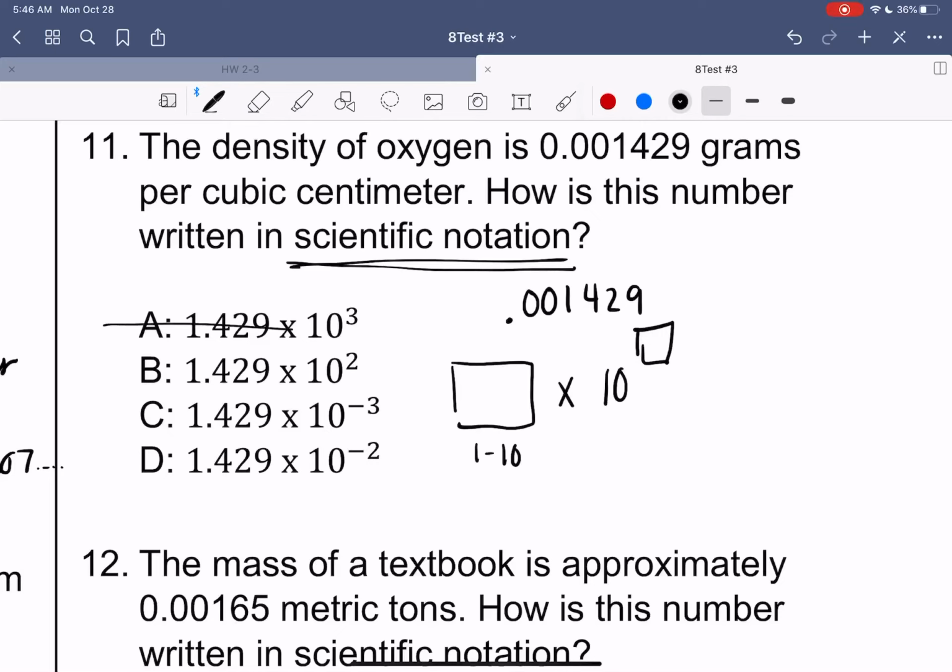So right off the bat, we can eliminate those 2 answer choices because they're bigger numbers. These are positive exponents.